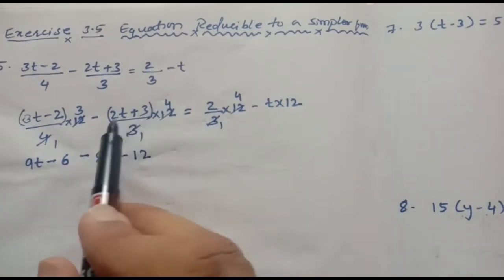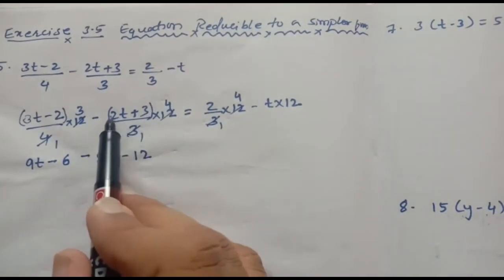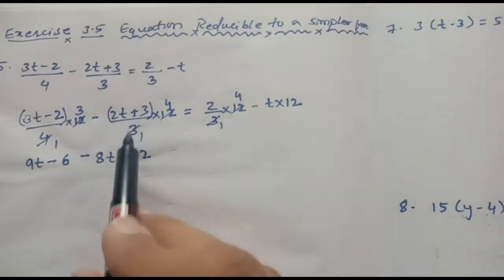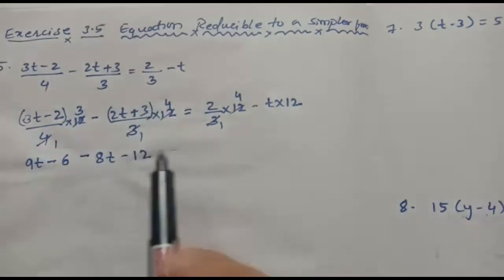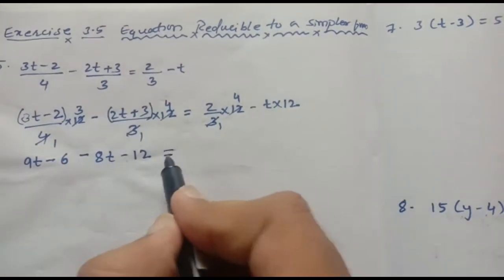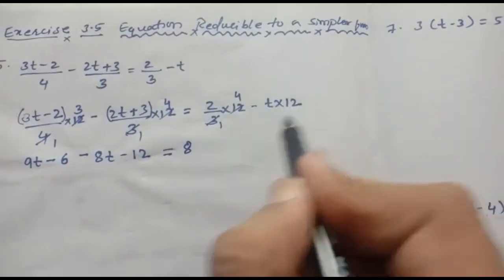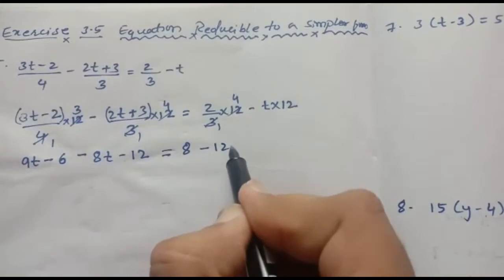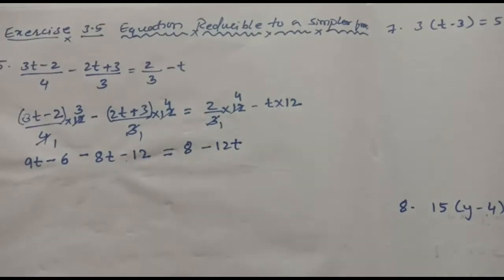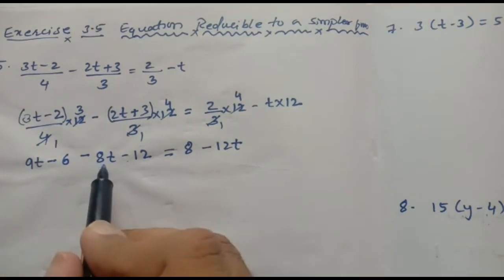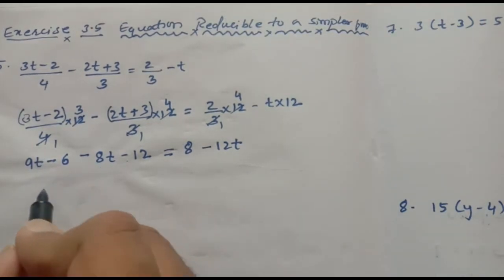Simultaneously we are opening the bracket also. Minus into plus, minus, minus into plus, minus. 4 threes are 12 is equal to 2 fours are 8 minus t into 12 minus 12t. Now rearrange variable and constant. 9t minus 8t will be t.